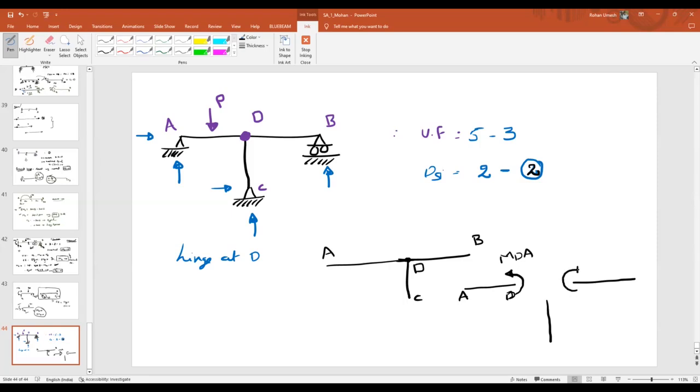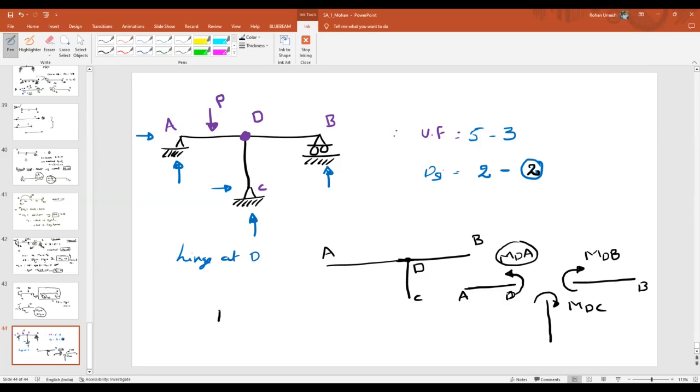Similarly, what is the moment I should represent here? MDB. Moment at point D towards B. Similarly, moment at point D towards C, isn't it? Now, MDA, is this a moment in the element or a moment in the joint? MDA is nothing but a moment in the element AD. Similarly, MDB is nothing but a moment in the element DB.